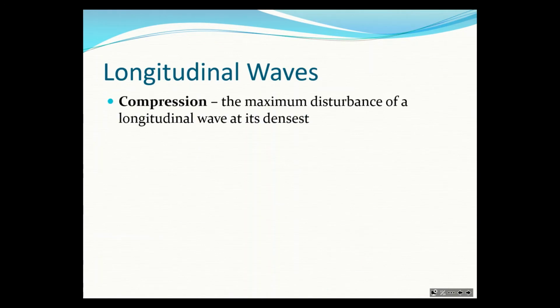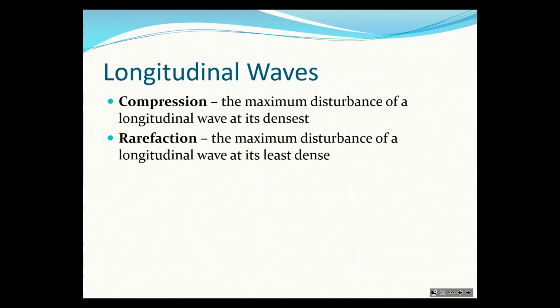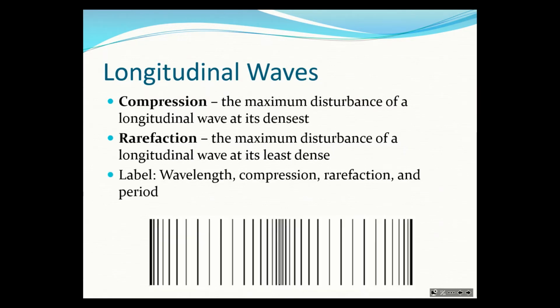So longitudinal waves have two different terms. They have compression and they have rarefaction. So the compression is the wave at its densest, and rarefaction is at its least dense. So we can label this on a wave. So this is the most dense, which is compression, and this is the least dense, which is our rarefaction, and then this is another compression again, right? So if we wanted to measure a wavelength, we'd measure it from the distance from compression to compression, and then our period would be just the time it takes to go from compression to compression.